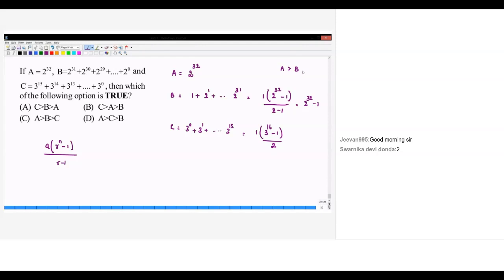Now look at C. This is anyway wrong. Now look at C. Is C greater than A or less than A? Two power 32. This is 3 power 16 minus 1 into 2. So into 2 you bring it here. Compare these two now.